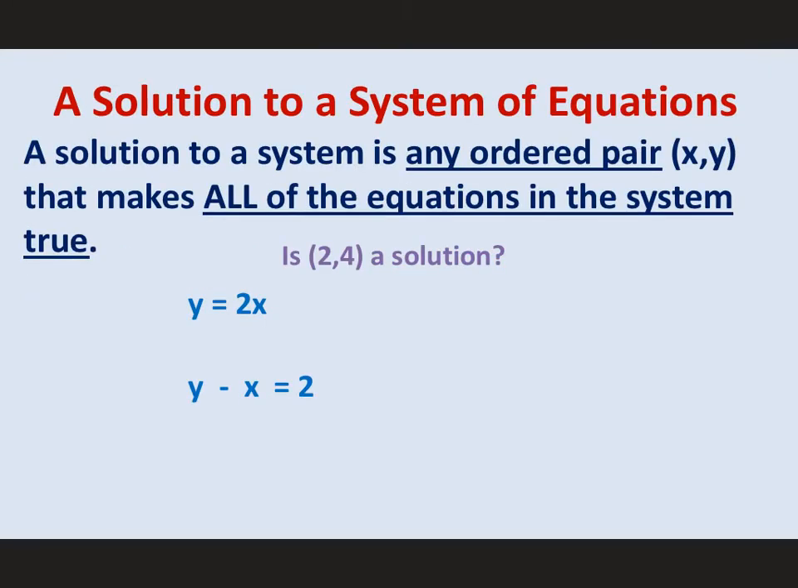All right, so first things first, a solution to a system is any ordered pair, any pair of points, x and y, that make all equations in the system true. So here's the question: is (2, 4) a solution to this system? In order to check that, we're going to substitute 2 in for x and 4 in for y. So this becomes 4 equals 2 times 2. I put the 2 in for the x and the 4 in for the y, so the 2 is our x value and the 4 is our y value.